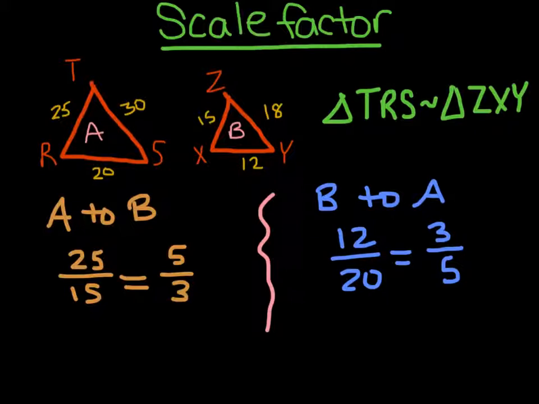All the sides need to be in the same ratio in order for them to be similar, which again, they told us that, so we knew they all were. So all sides are going from bigger to smaller. They're all 5 to 3, and going smaller to bigger, they are all 3 to 5. So those are the scale factors, or it is a scale factor for this problem.